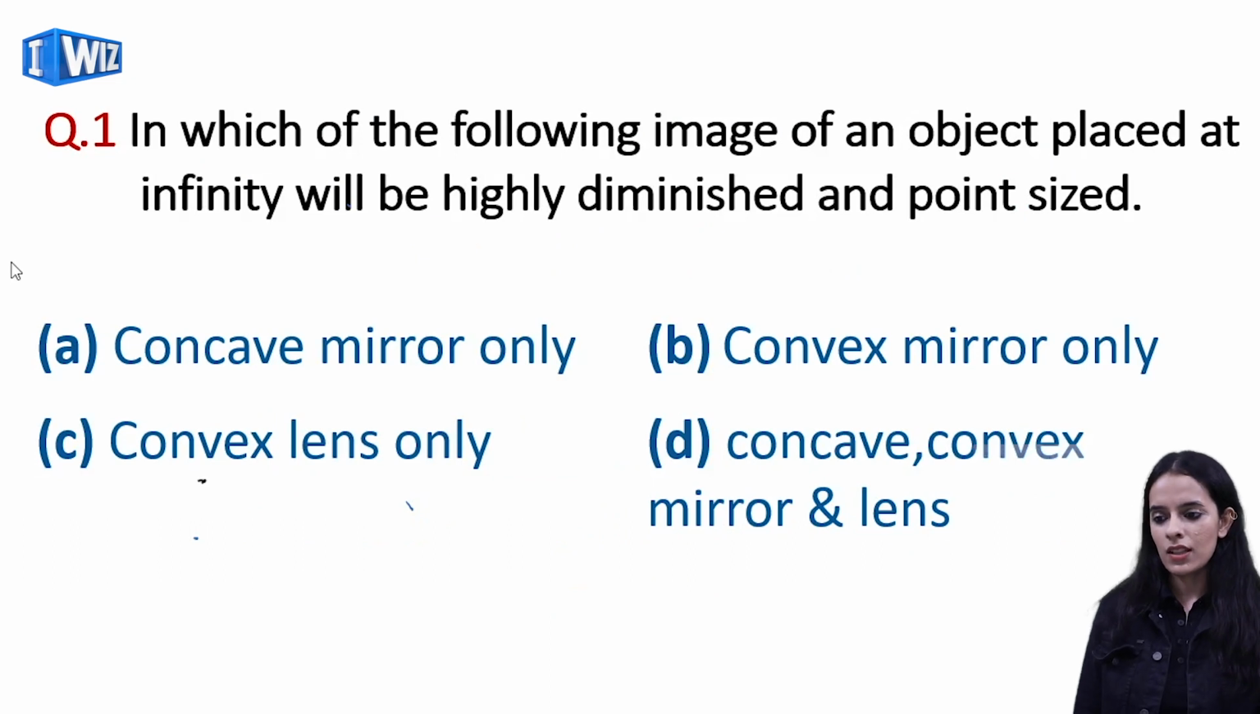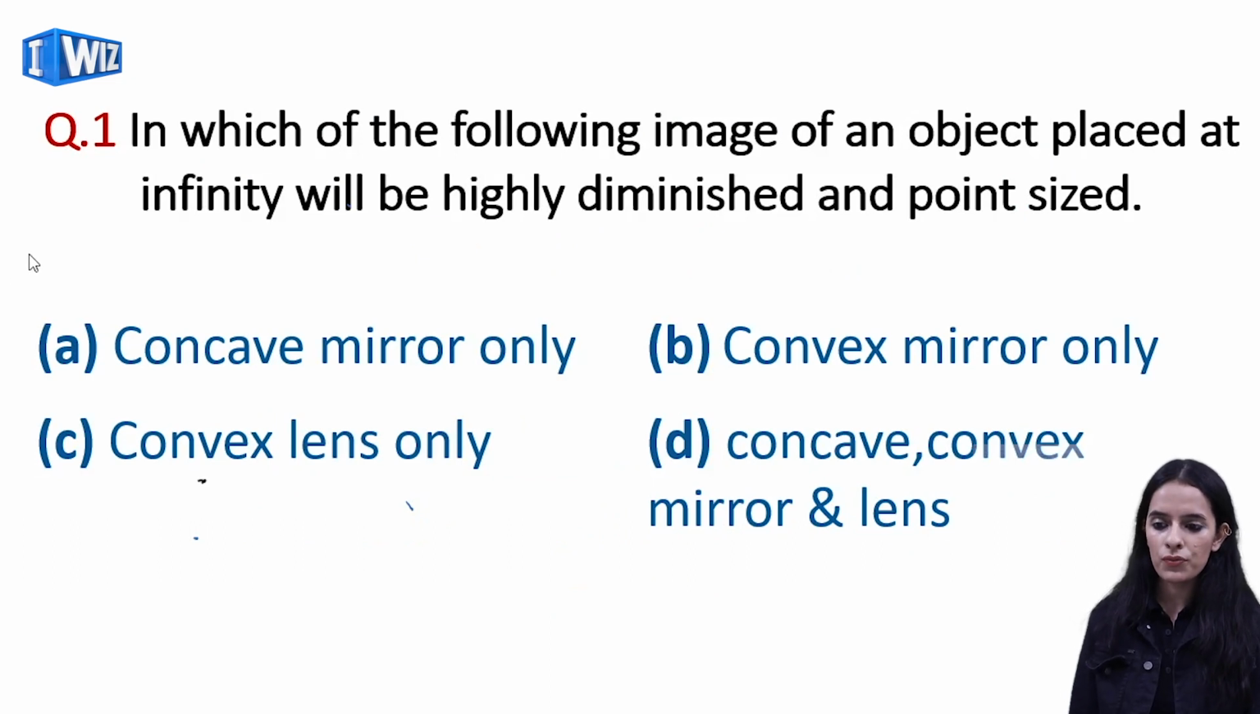You can see the first question on the screen. In which of the following will the image of an object placed at infinity be highly diminished and point size?